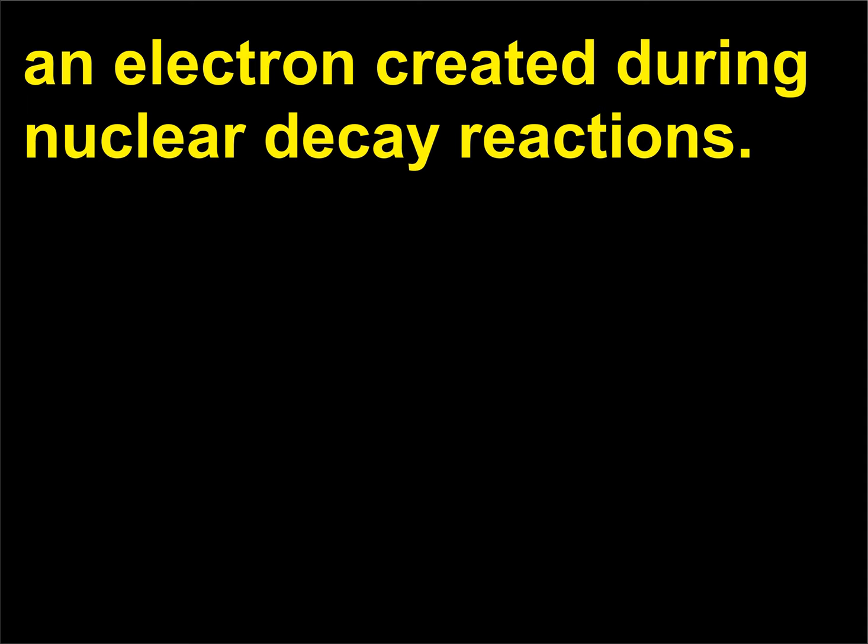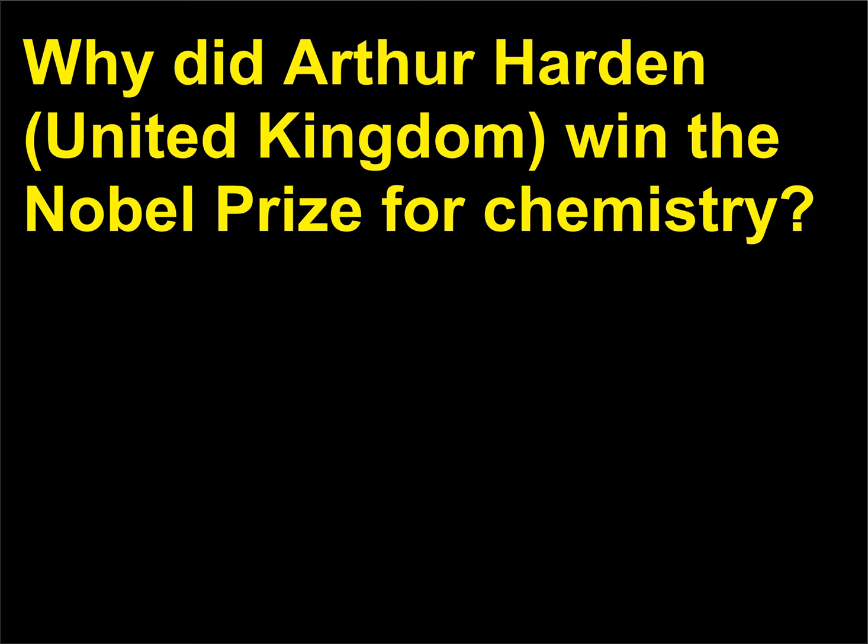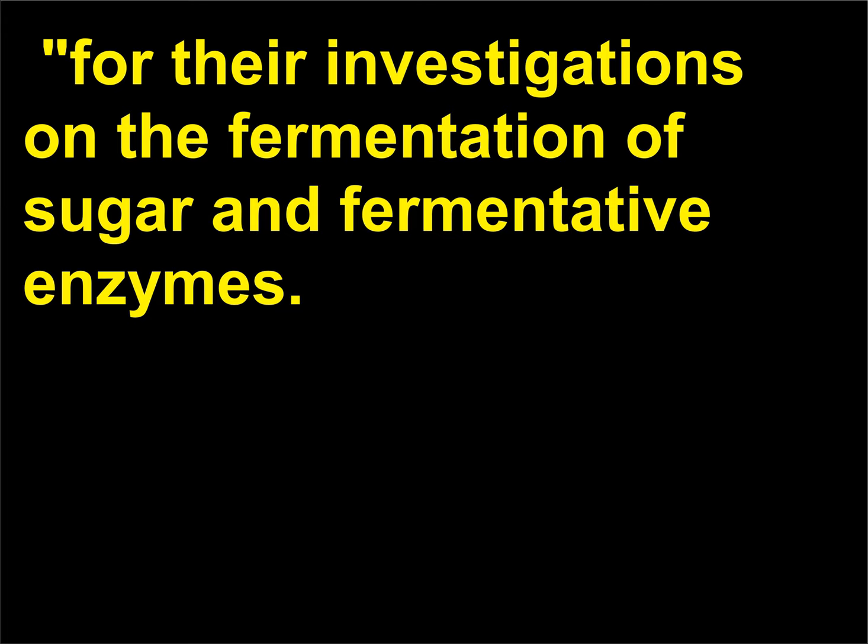Why did Arthur Harden, United Kingdom, and Hans Carl August Simon von Euler-Chelpin, Germany, win the Nobel Prize for Chemistry? For their investigations on the fermentation of sugar and fermentative enzymes.